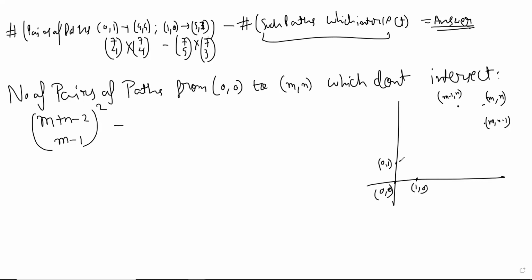And this will basically count the number of paths from here to here and the number of paths from here to here, because those paths have to intersect. And because we will be counting the number of intersecting paths, from the total we'll count the number of intersecting paths from here to here. But those paths we can exchange and get basically paths from 0,1 to m,n-1 and 1,0 to m-1,n.